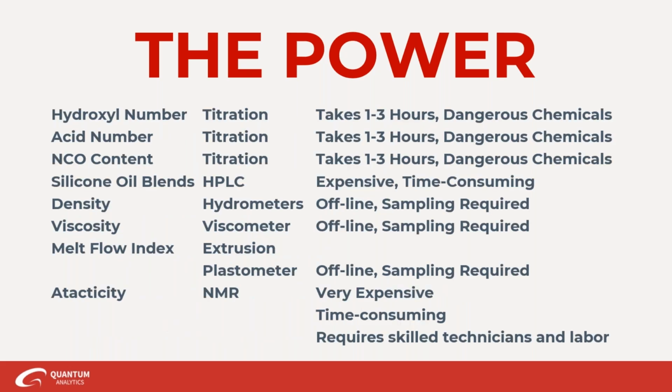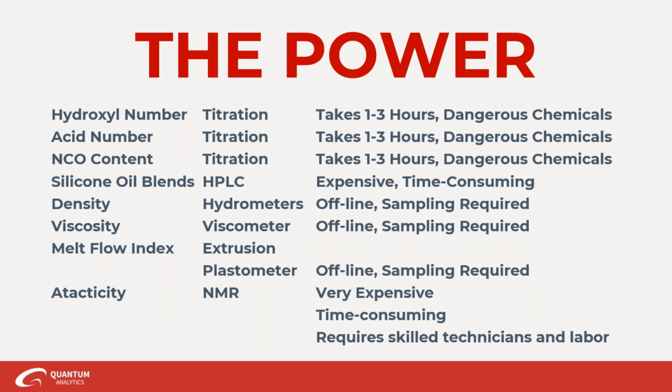So early on in this, I showed you 4 different chemical properties and 4 different physical properties that you can measure using near-infrared spectroscopy. I've listed them here, and you also have a list of the reference methods that are used to determine them. These first 3 require titration. It takes an hour, maybe multiple hours, and requires dangerous chemicals. The silicone oil blends will require HPLC, which is very expensive and very time consuming.